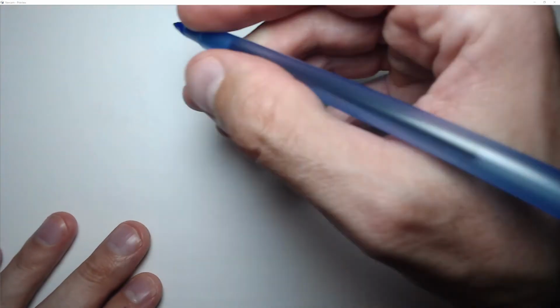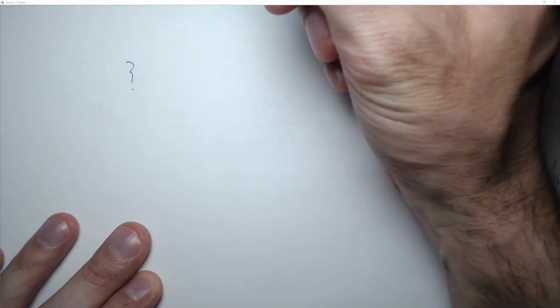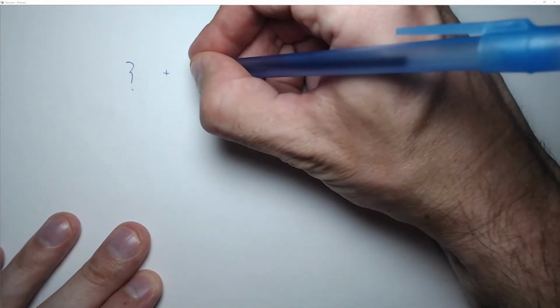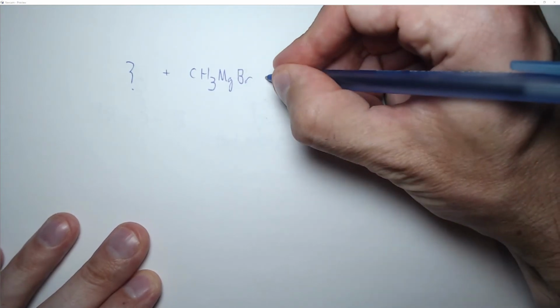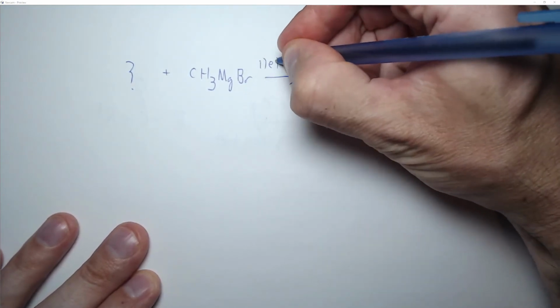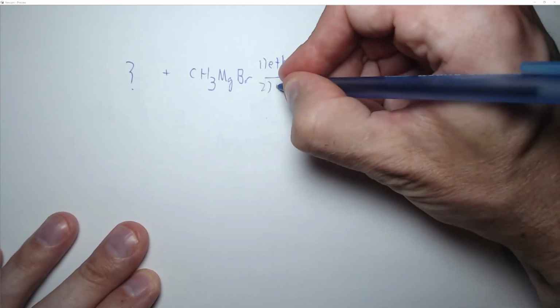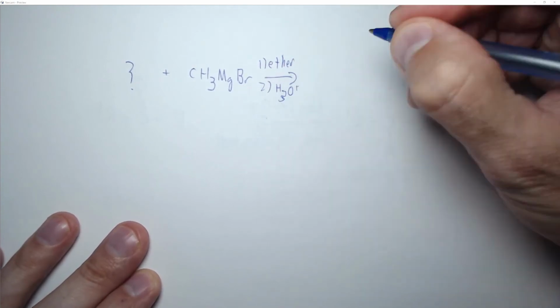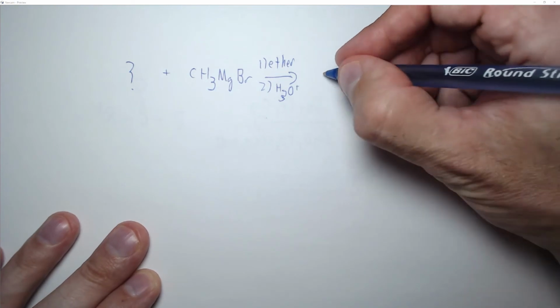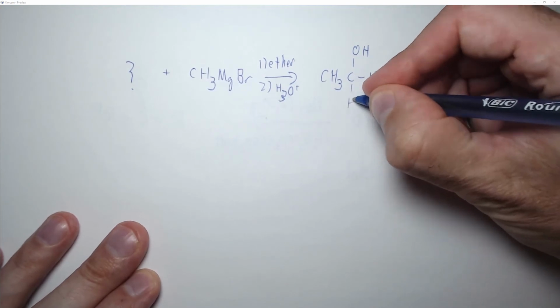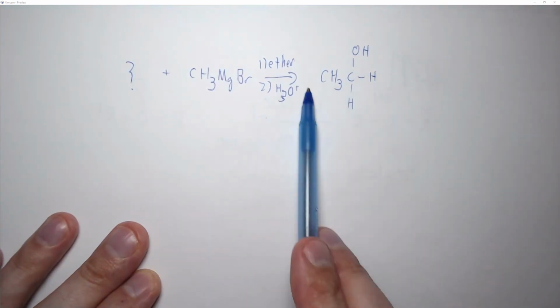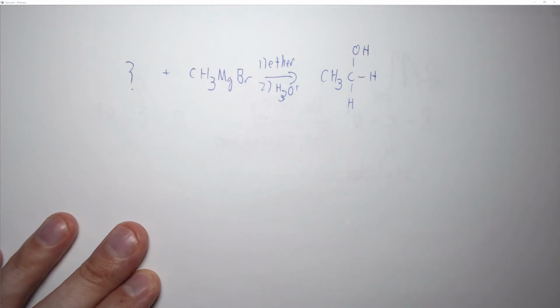In this last section, we're going to look at a few examples of how we can put these reactions together. So what we have is something, plus CH3MgBr in the presence of ether and then acidify with H3O+ yields CH3-C-OH-H-H. So we have a molecule forming this alcohol.